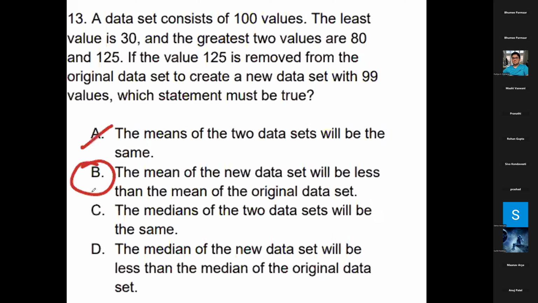We can't really say anything about the medians. We still can't say anything about the medians. So the correct answer is choice B.